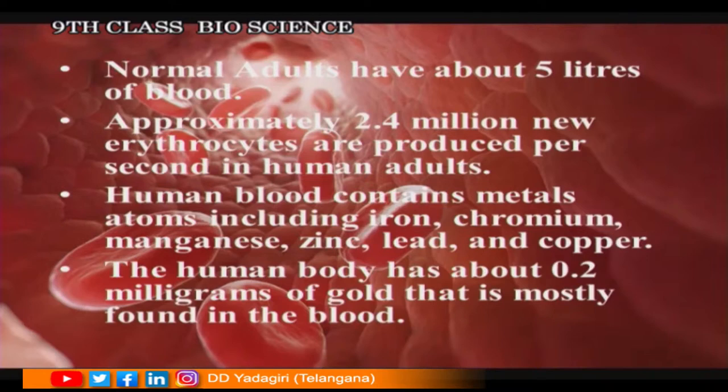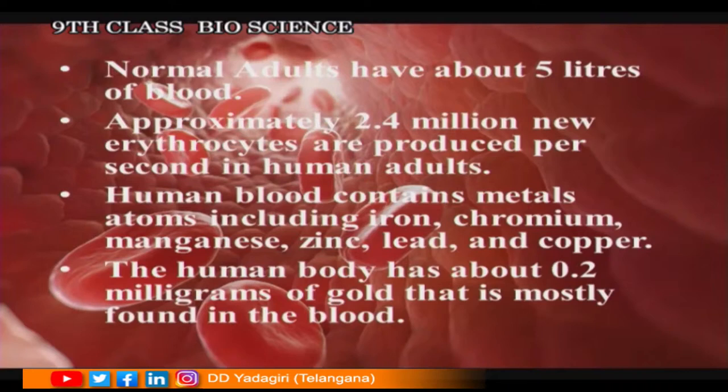What are these erythrocytes? They are red blood cells. Red blood cells are also called erythrocytes. So, 2.4 million new erythrocytes are produced per second even in human adults. Human blood contains very important things used for your body.